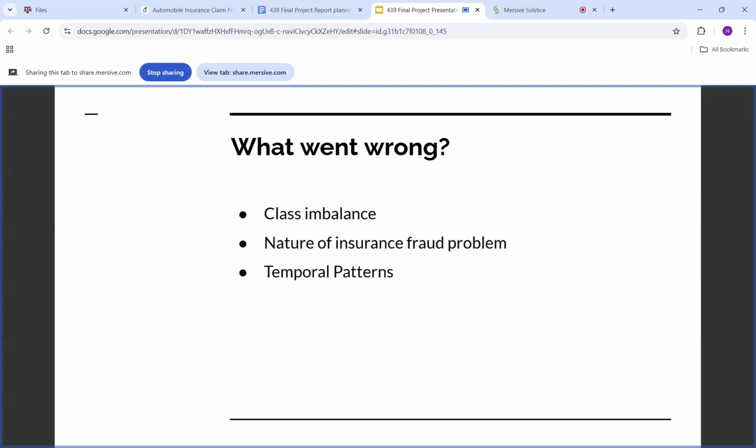The last thing is temporal patterns. Like I mentioned before, insurance fraud claims are not likely to happen as often, especially from repeated offenders. This is different from credit card fraud, which is identified by credit card fraud happening in a small window of time by the same people. This does not happen with insurance fraud.